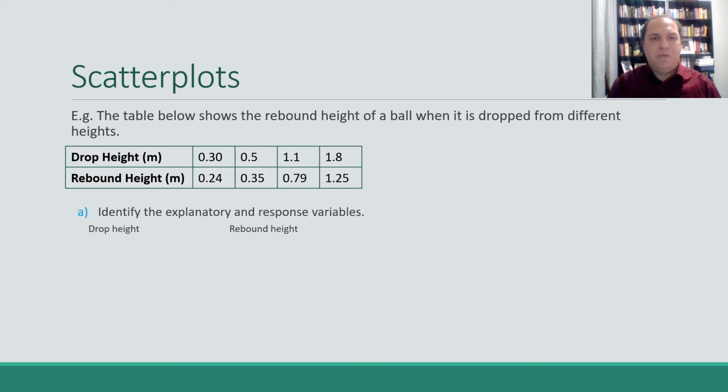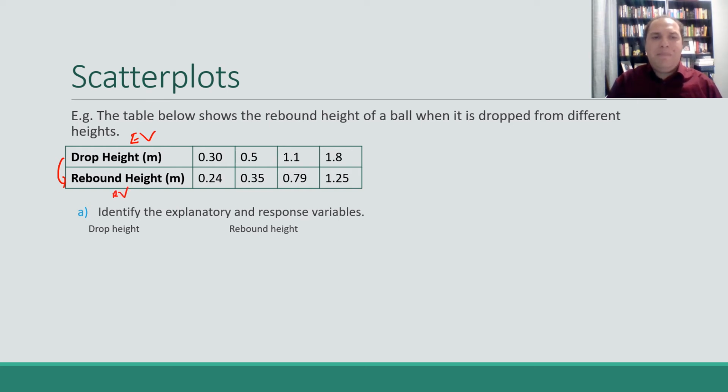All right, so let's look at plotting a scatterplot ourselves. We've got a table that shows the rebound height of a ball when it's dropped from different heights. Our first step is to identify our explanatory and our response variables. So remember how we can tell the difference. Which variable should or could affect the other? Could the drop height affect the rebound height? Well, yeah, that actually makes a lot of sense. So our drop height is probably our explanatory variable. Our rebound height is our response variable.